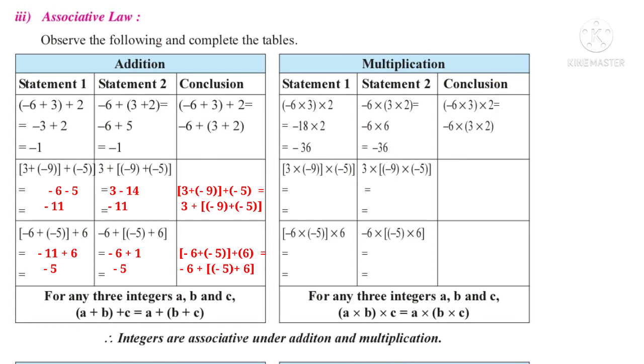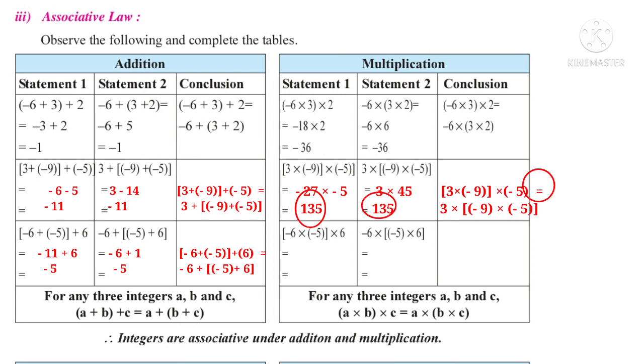Now in second example, statement 1, 3 into minus 9 is minus 27, into minus 5 is 135. In statement 2, minus 9 into minus 5 is 45. So 3 into 45 is 135. Both are equal. So we can say that (3 into minus 9) into minus 5 is equal to 3 into (minus 9 into minus 5).